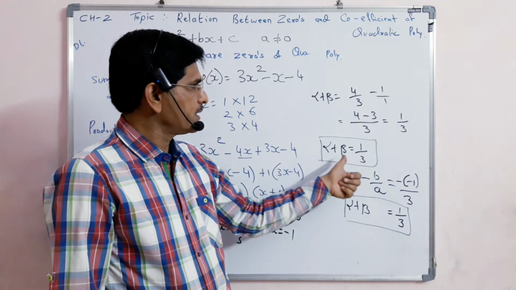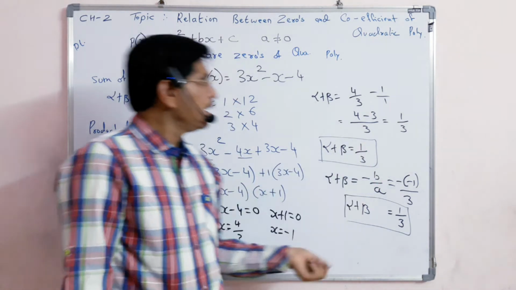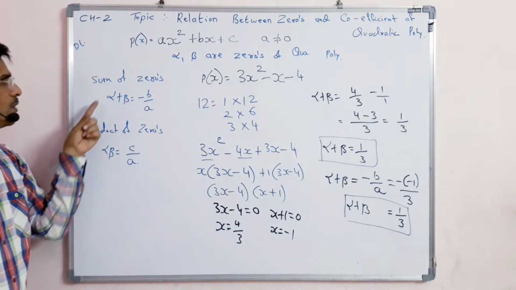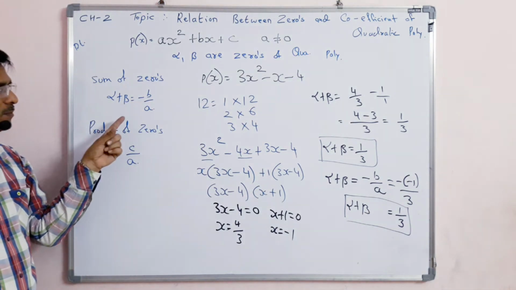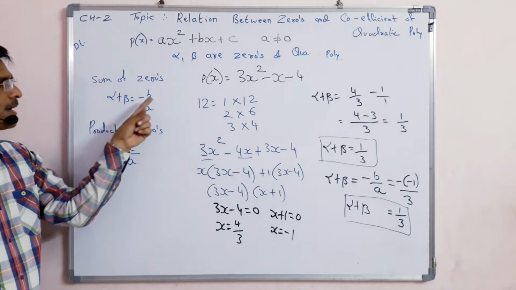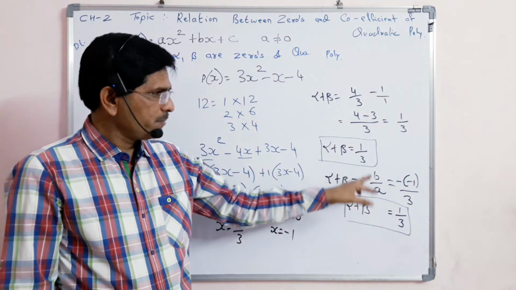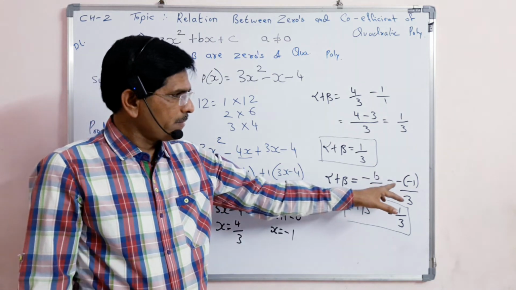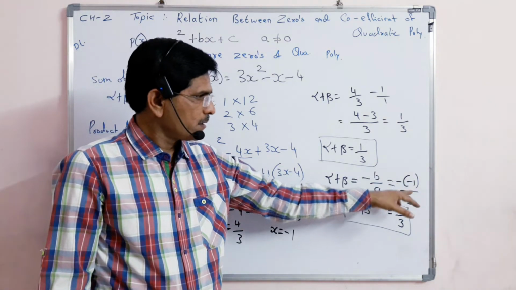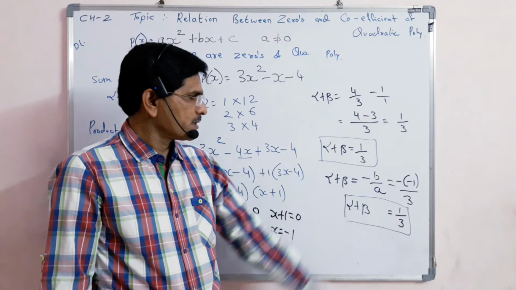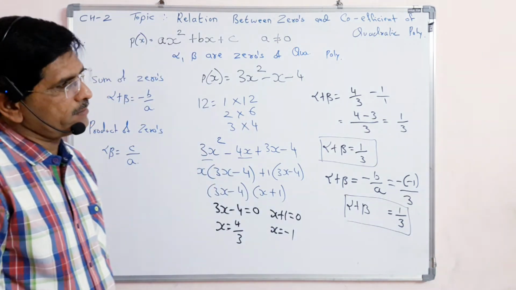So alpha plus beta is equal to 1 by 3. Now using the sum of zeros, that is alpha plus beta is equal to minus b by a. So alpha plus beta is equal to minus in bracket minus 1 upon 3. So alpha plus beta is equal to 1 by 3.